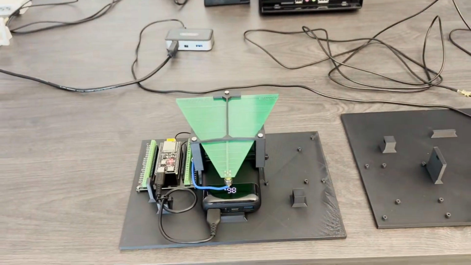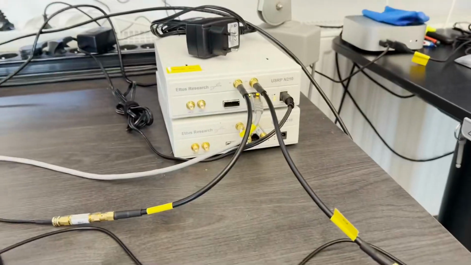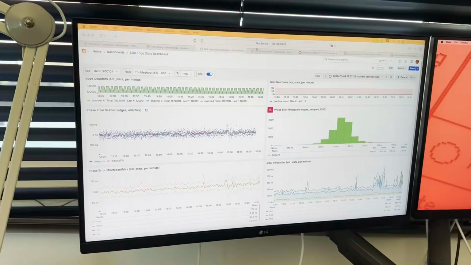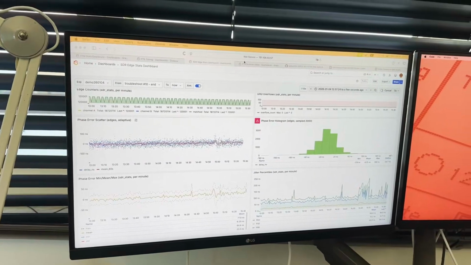This video is about testing FTS in real-world conditions. The test setup consists of a master with a directional antenna, two slaves which are connected with coaxial cable into SDR. The SDR feeds the data into Linux host, which visualizes this metric on Grafana dashboards.